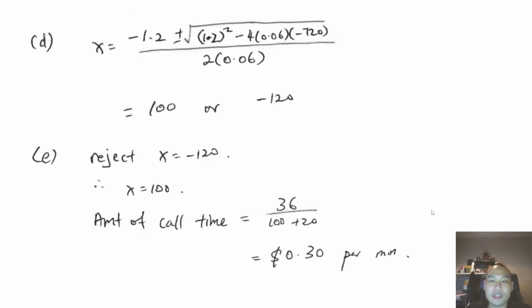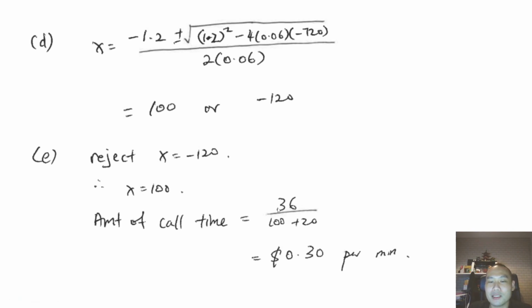Question 6. Sorry, not yet. Part D. We are still not done. So part D, this time around, they want us to solve this. Of course, you can try to factorize it, but actually you can just use the quadratic formula. Why not, right? If you use the quadratic formula, x is actually 100 or negative 120. And for part E, there's no negative time here, right? So it's 100 minutes. So we reject x equals negative 120. So x is 100 minutes.